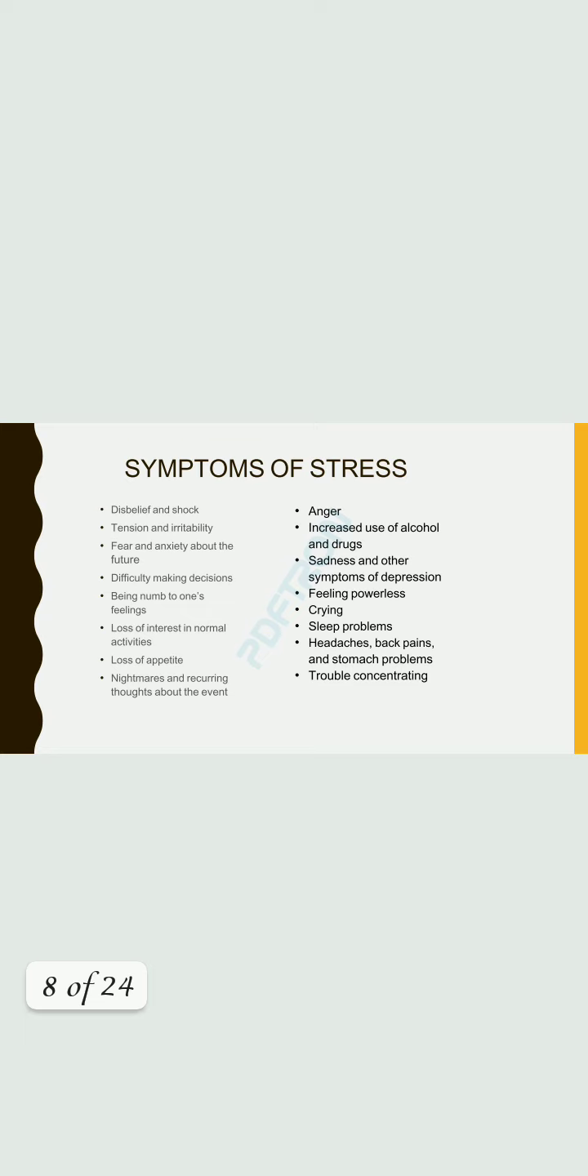Now there are different symptoms of stress. Different symptoms may involve disbelief, tension, difficulty in decision making. It is very difficult for them to take decisions on their own. They are so dependent on others because they do not want to take responsibility after facing failures in their life or any stressful situation. Loss of appetite, anger, mood swings, sadness, crying, sleep problems, headache, back pain, trouble concentrating on anything.